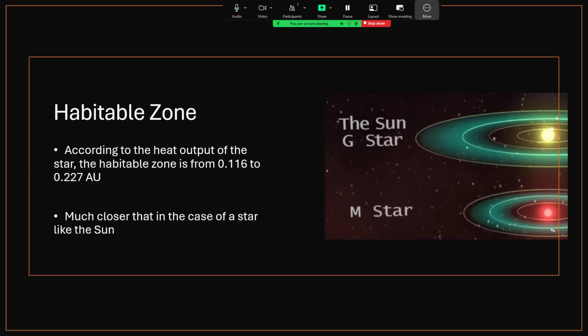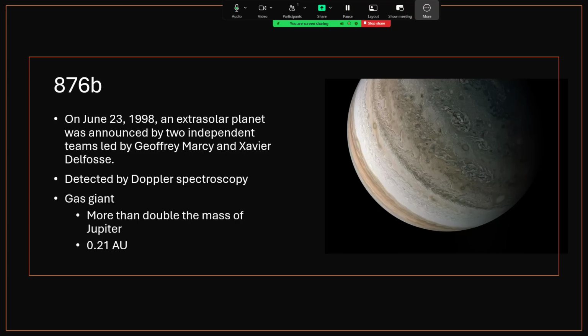And so, what of the planets of Gliese 876? Well, this is planet B, and this was discovered by Marcy and Delfosse, again, using the Doppler spectroscopy method. And this is enormous. It's more than double the mass of Jupiter. A huge gas giant planet orbiting at 21% of the Earth-Sun distance, so just on the edge of that habitable zone.